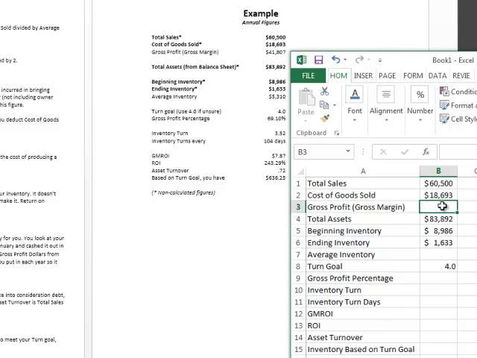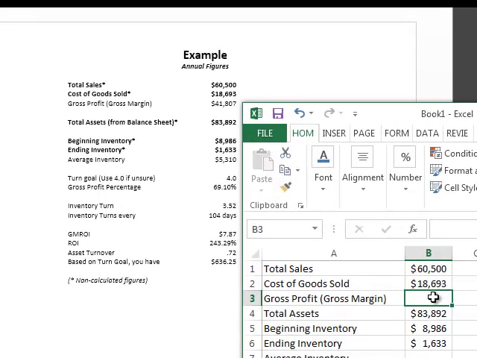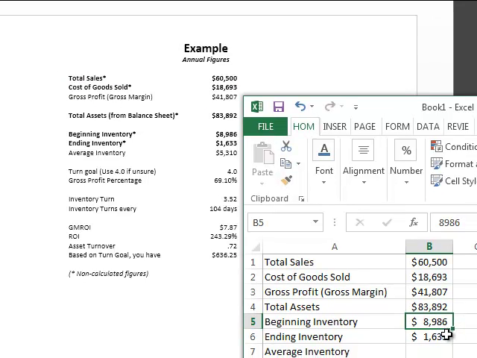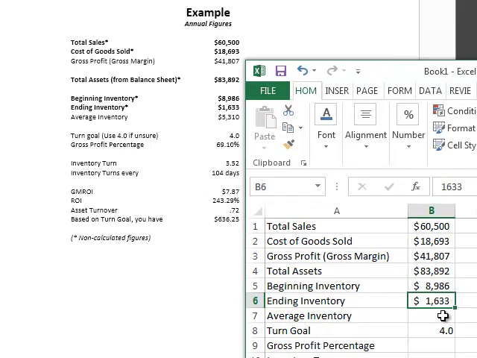So the first item that we're going to look at is gross profit. It's also called gross margin. And that is gross margin equals TS, so total sales, minus COG or cost of goods sold. So we're going to do equals total sales minus cost of goods sold, and there's our first figure. And you can also see it here.